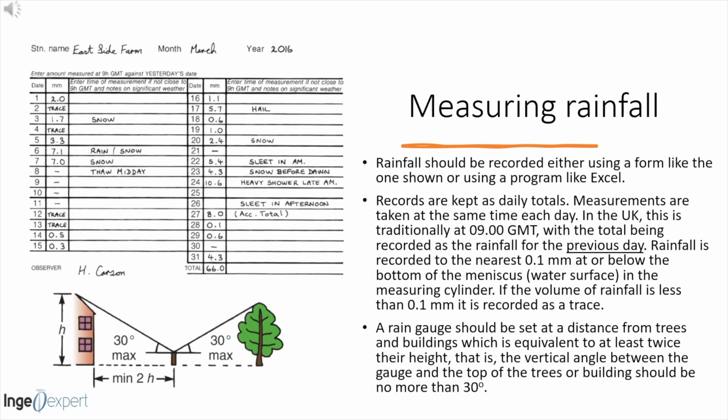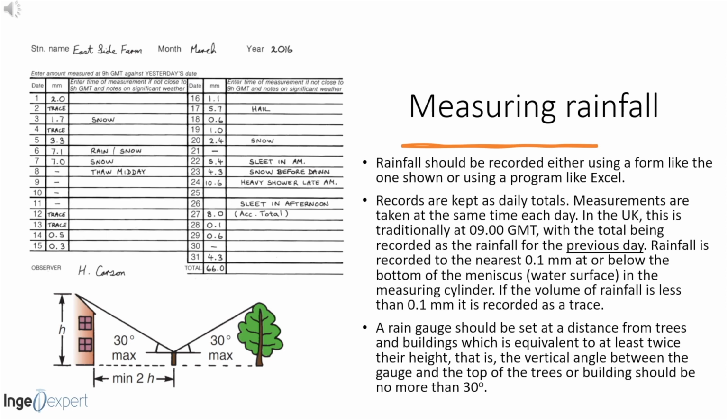Daily rainfall measurements are taken at 9 a.m. Greenwich Mean Time all the year round. That measurement covers the rain that fell from 9 a.m. on the previous day and is recorded to the nearest 0.1 millimeters. When the rain that fell is less than 0.1 millimeters, it is recorded as a trace.